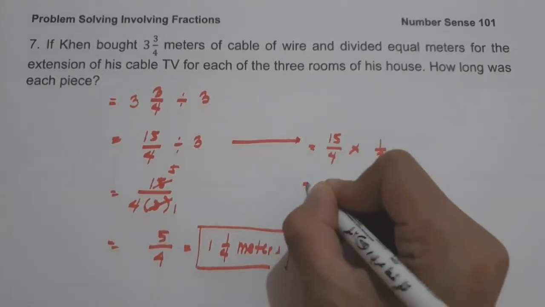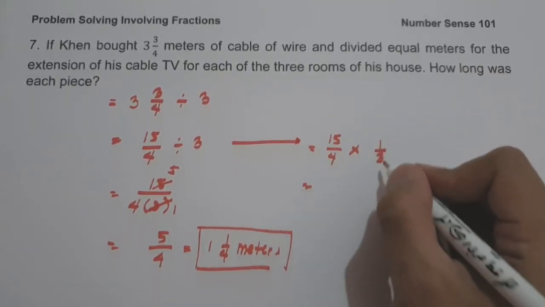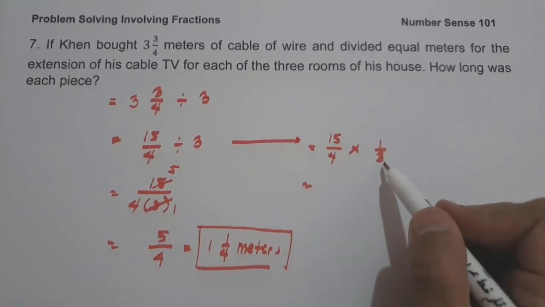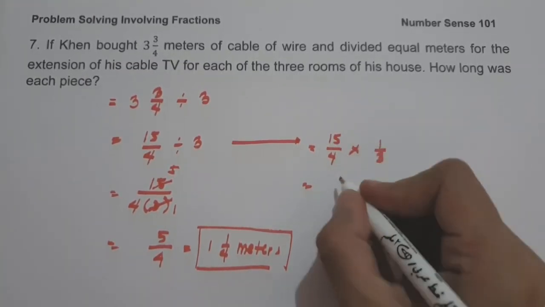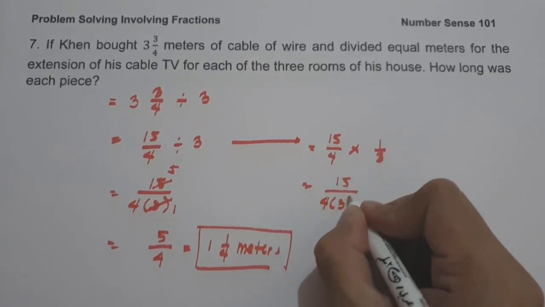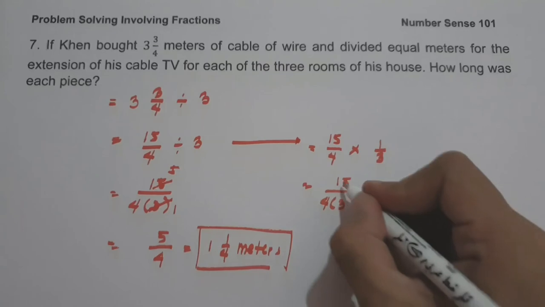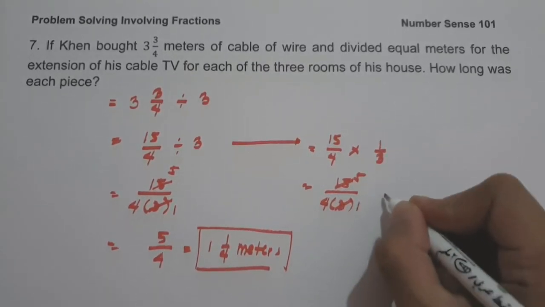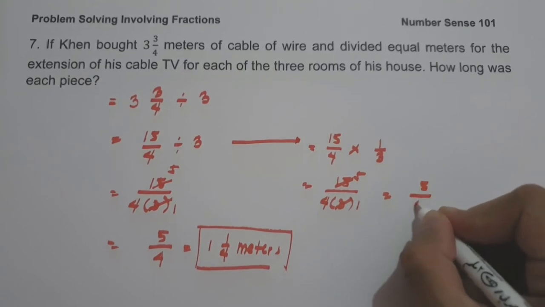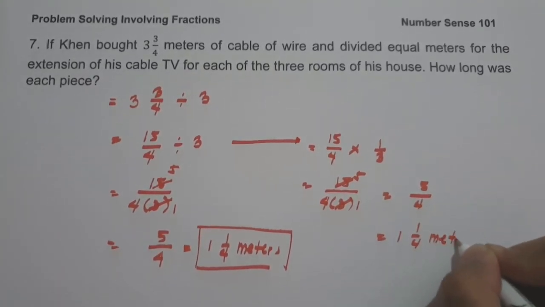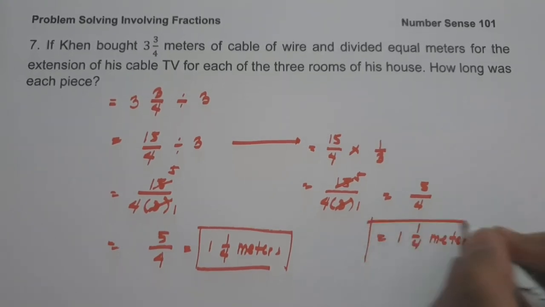But if you are going to multiply 15 over 4 times 1/3, you simply multiply numerator to numerator and denominator to denominator. 15 times 1, that is 15. And then 4 times 3, I'm going to write in this one because we can cancel 15 and 3. 15 divided by 3, that is 5. And 3 becomes 1. So this is 5 over 4, that is the same as 1 and 1/4 meters. And this will be our answer.